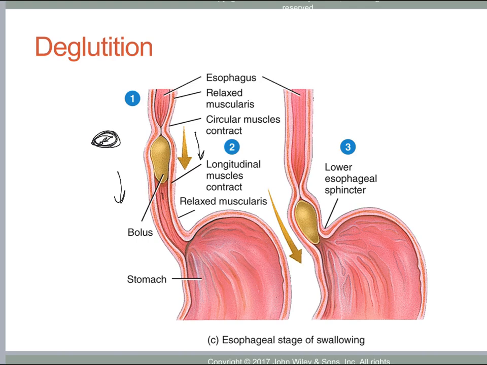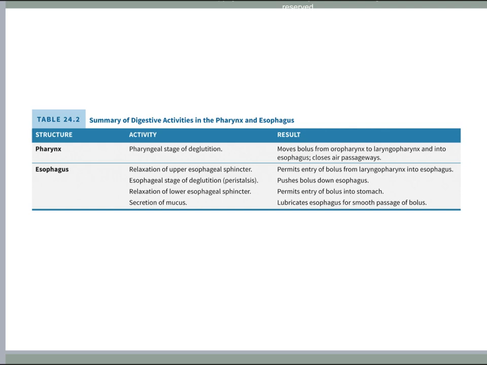Now, as that bolus travels down, it hits a sphincter. This is the lower esophageal sphincter, also known as the cardiac sphincter. The reason it's called the cardiac sphincter is that the first region of the stomach is called the cardiac region. Now there's a reflex here. When that bolus hits that sphincter, it will open, allowing the bolus to move into the stomach. Table 24.2 summarizes digestive activities in the pharynx and the esophagus, everything that we have talked about in a nice, neat little table.